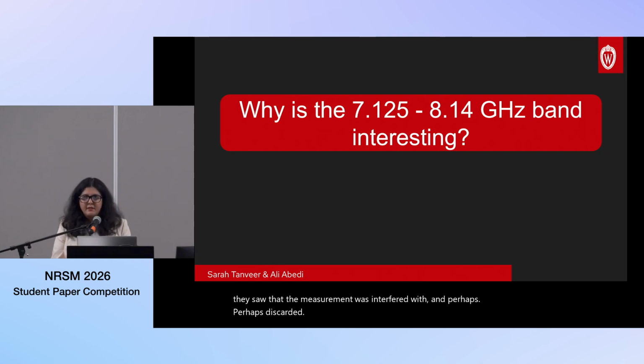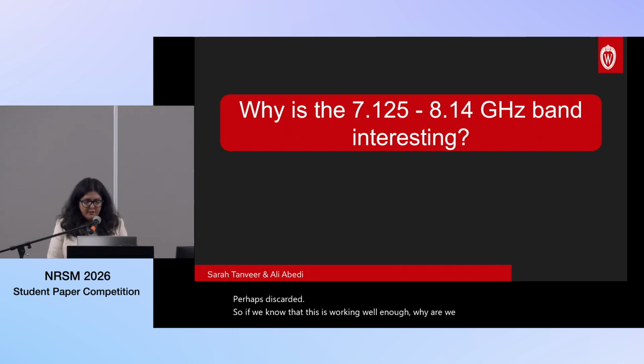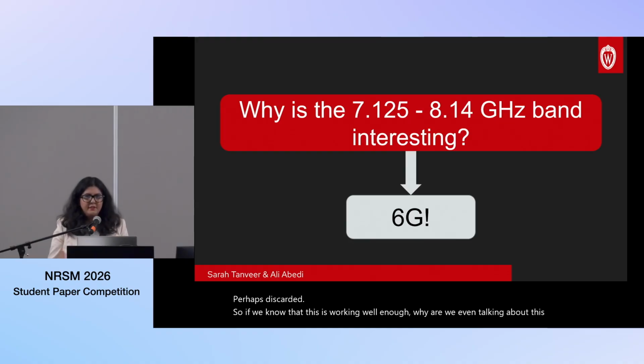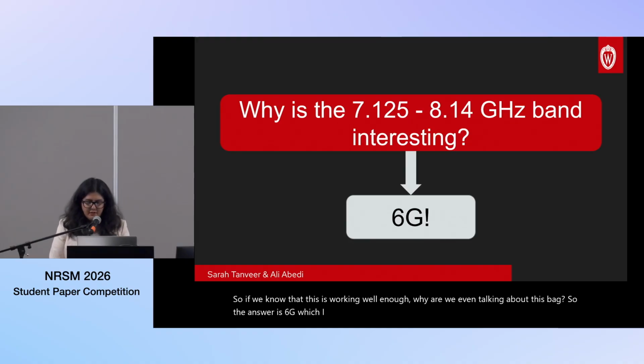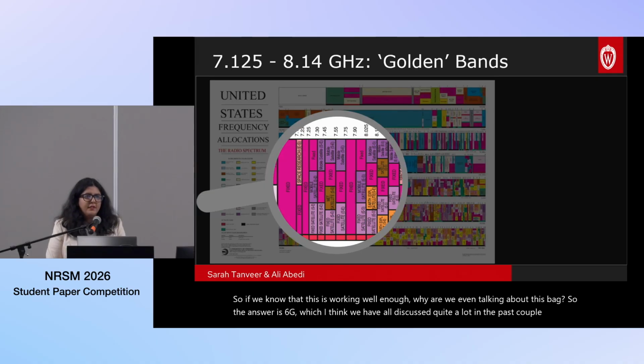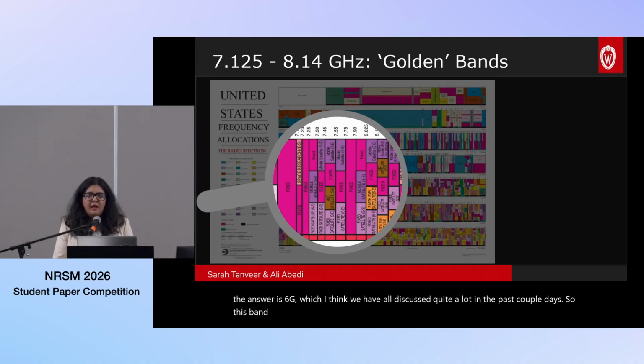So if we know that this is working well enough, why are we even talking about this band? The answer is 6G, which I think we have all discussed quite a lot in the past couple days. This band has been identified by the WRC-27 as one of the bands where 6G is trying to move into or can potentially move into.